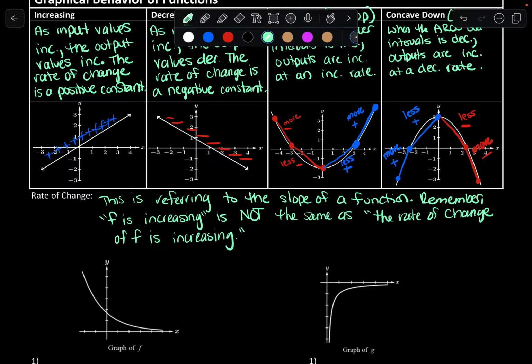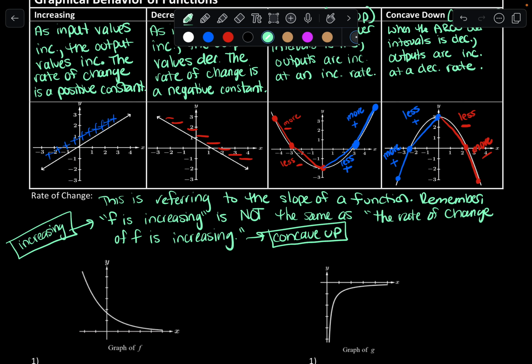This is a very important distinction throughout the course, but also if you plan on taking calculus, whether it be in high school or at the university level. So f is increasing. That means the function itself is simply increasing. It's getting bigger, okay? But when you say the rate of change of f is increasing, that means it is concave up. Because the rate of change itself is increasing, it's pushing the function to increase faster.